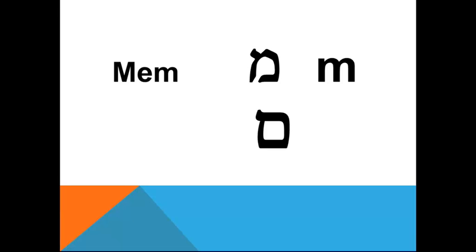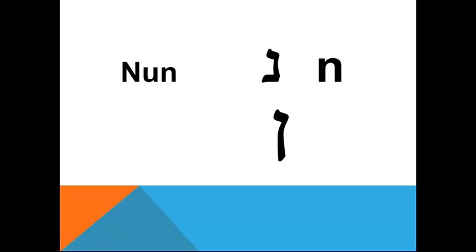The final mem is a bit like a square, and you can write it like a square. I start there at the top left to write it, go horizontal, and I go straight down, and I go straight back over and straight up, and you've written a final mem, which is the M at the end of a word. Aleph, Beit, Gimel, Dalet, Hey, Vav, Zayin, Ket, Tet, Yod, Kaf, Lamed, Mem, Nun.